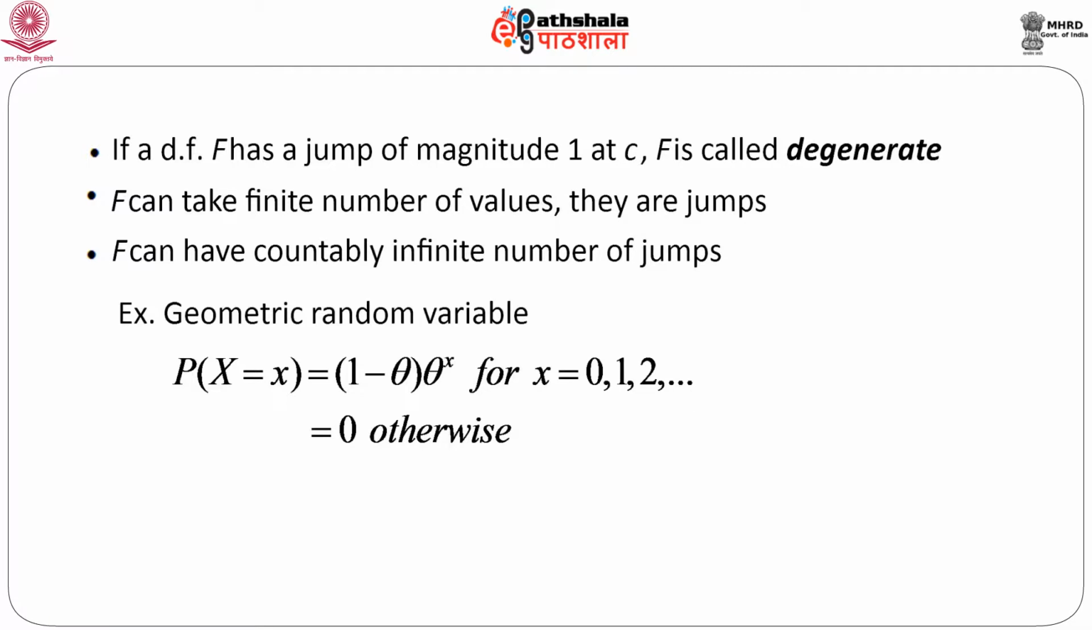As an example, let us consider the geometric random variable, where the probability that capital X equals small x is nothing but the amount of jump of capital F at x equals small x, and it is given by (1 minus theta) times theta to the power x. So if we take x equals 0, the jump is 1 minus theta. If x equals 1, the jump is (1 minus theta) theta. If x equals 2, the jump is (1 minus theta) theta squared, and so on. If we calculate the distribution function, we can immediately show that it satisfies all three properties that we discussed in the last class.